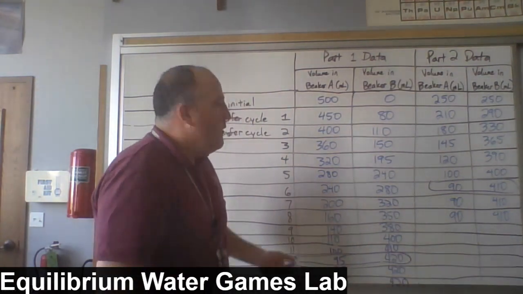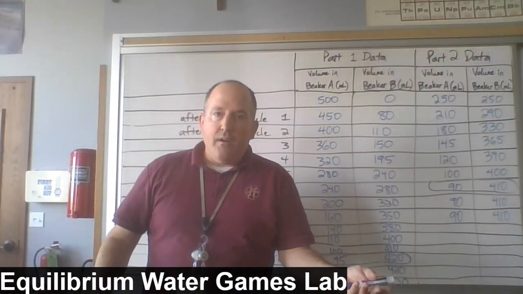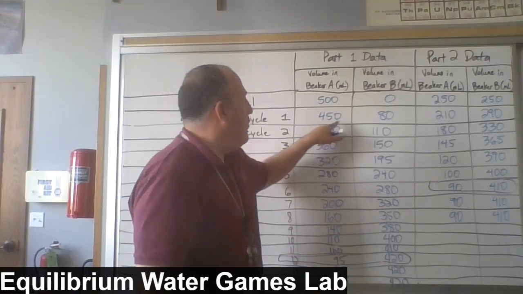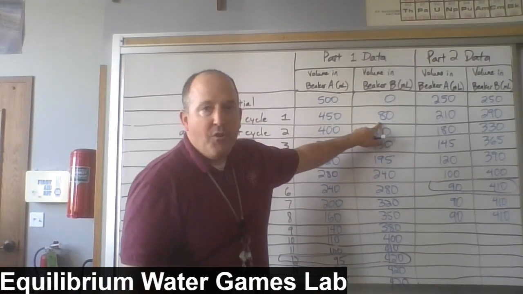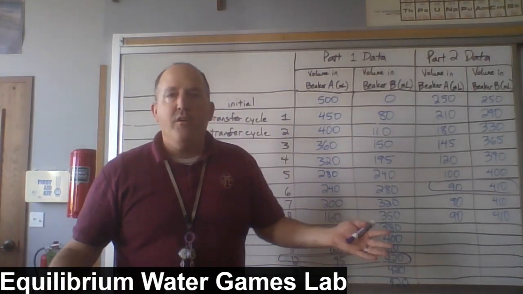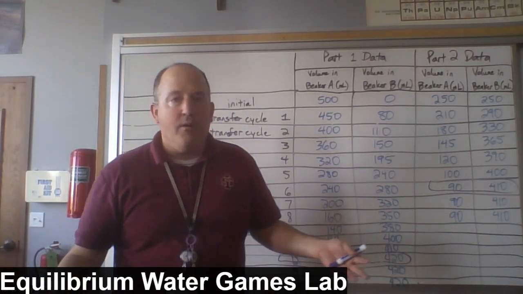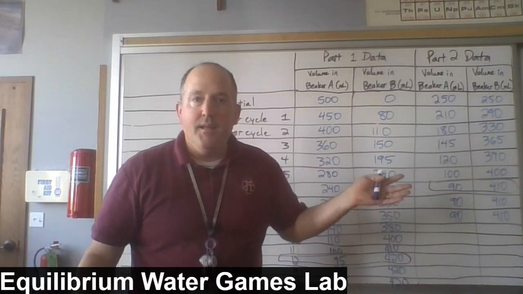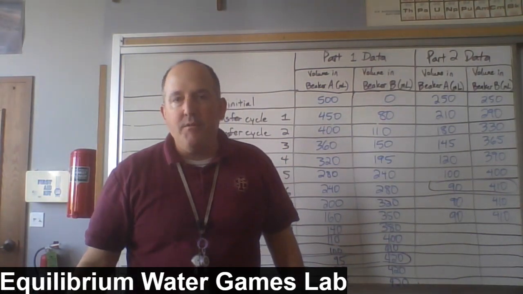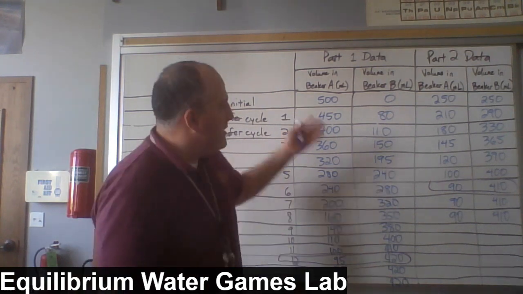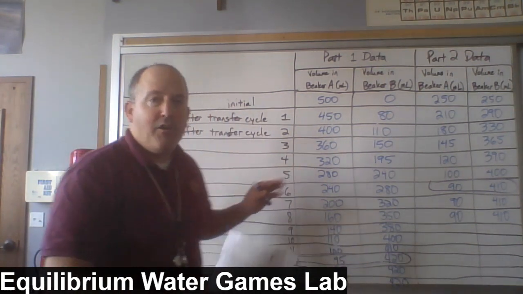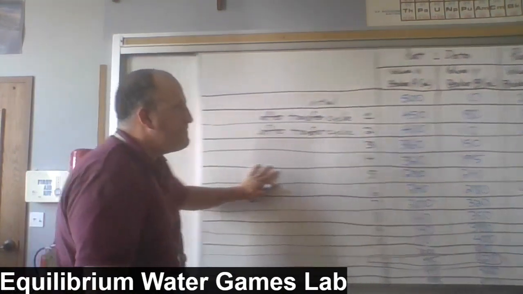Well, number one, sometimes water spills out. And number two, like looking after transfer cycle 1 in part 1 data, the sum total is 530 milliliters of water. And you might say, where did the extra 30 milliliters of water come from? Due to my inaccurate measurement of the volume. I was eyeballing it, and I called a number, and that's okay. Sometimes scientists do that. It's okay. We're still going to get a lot of good information from this.